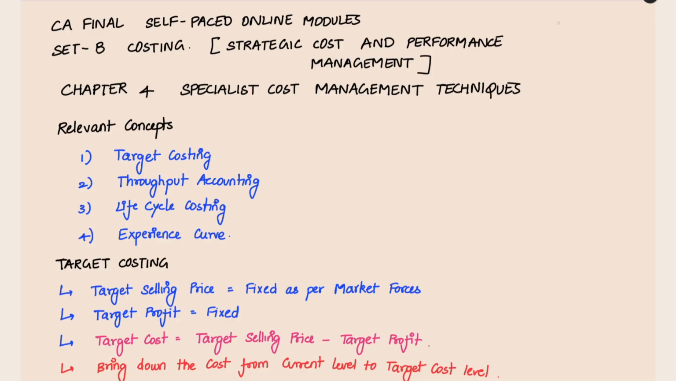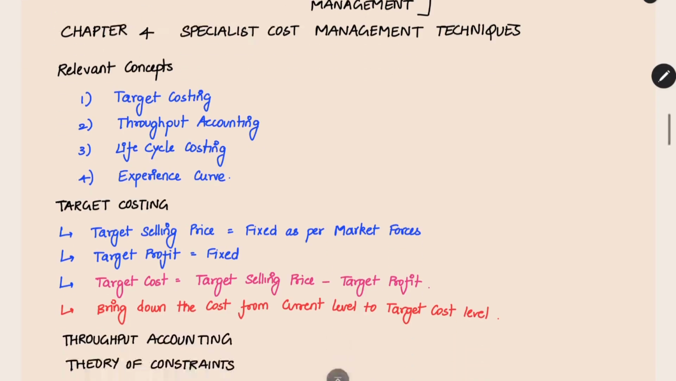So first, we are going to see what are the relevant concepts. First thing we have to see the target costing concept and then throughput accounting concept. Then another two concepts about life cycle costing and experience curve. Come, let's get into the topic. First, we can see about the target costing concept.